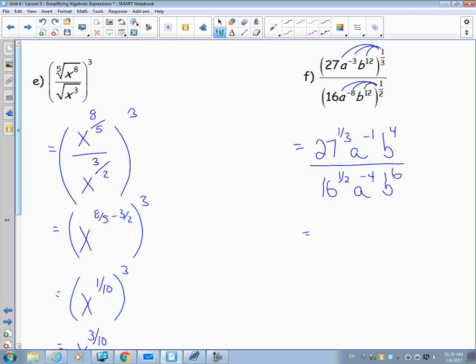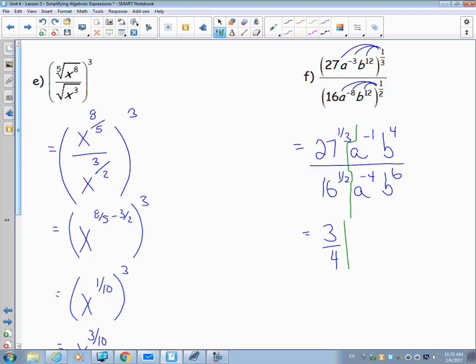Okay, what can I do next? Well, 27 to the 1/3 is actually a number. It's the number 3. 16 to the 1/2 is also a number. It's the number 4. So I'm going to separate this question into 2 parts. The number part here became 3/4. And the letter part, I can deal with my exponent rules.